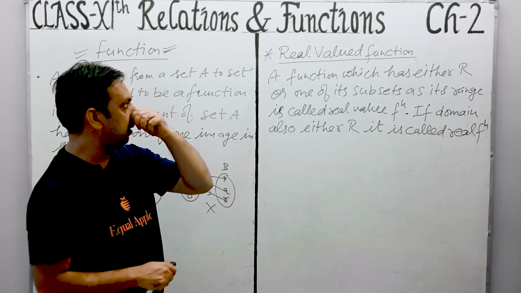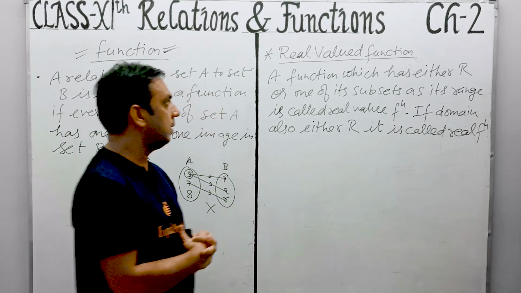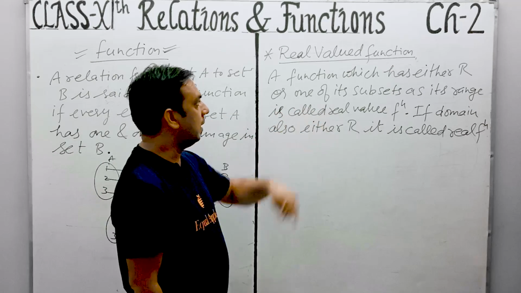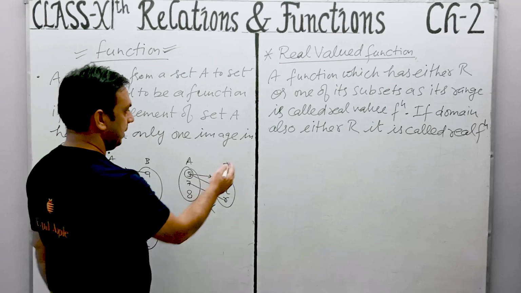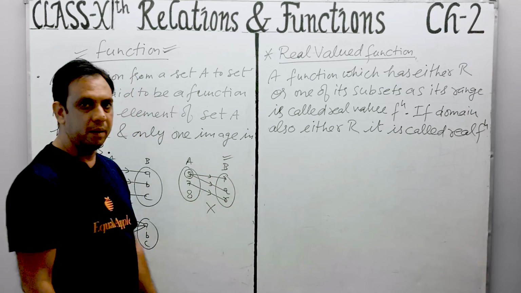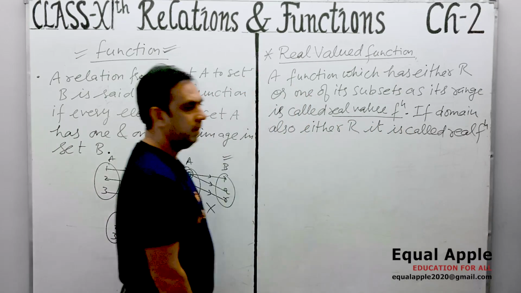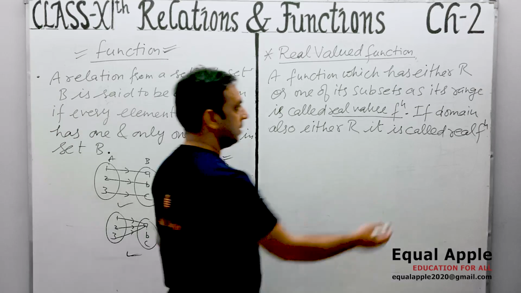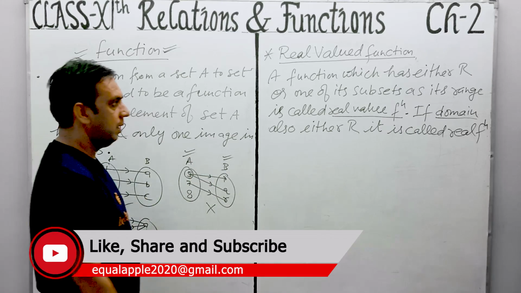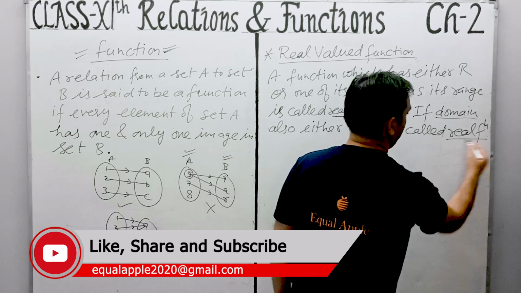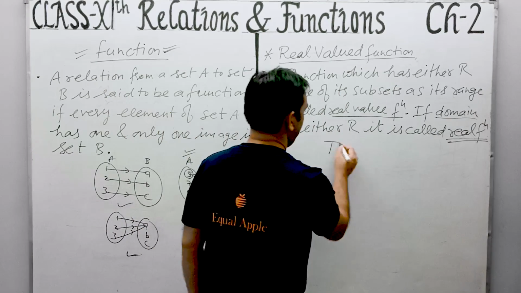Now we can see the real value function. What is a real value function? It is a function which has either R or a subset of R in its range. If all the elements in the range are real numbers, then we say the function is a real value function. Or, if the domain is also real numbers, then the function is called a real function. Now we come to the types of function.